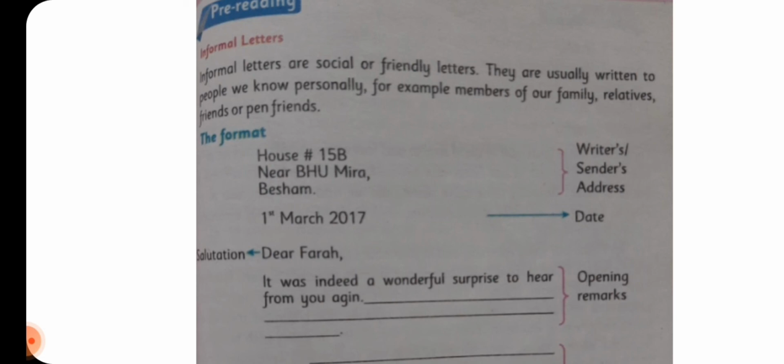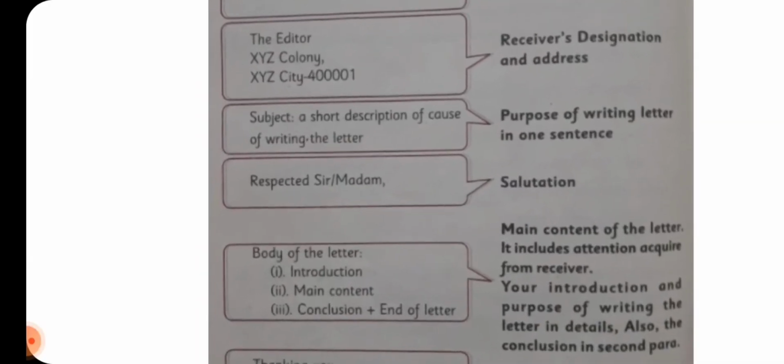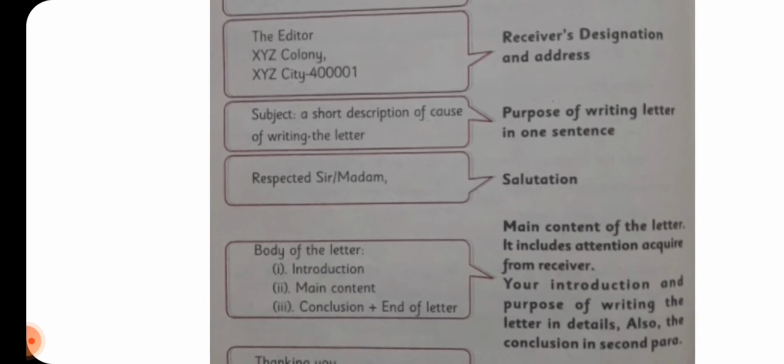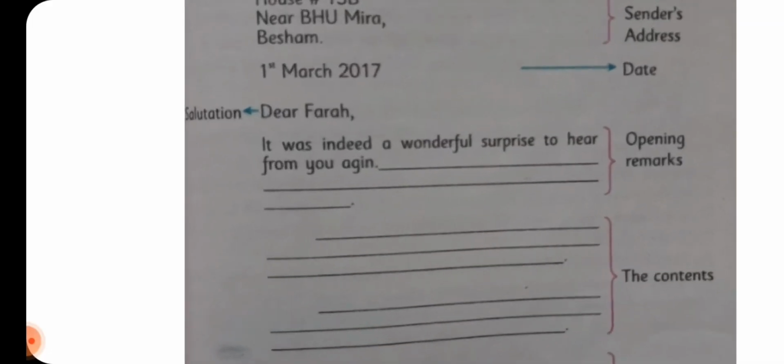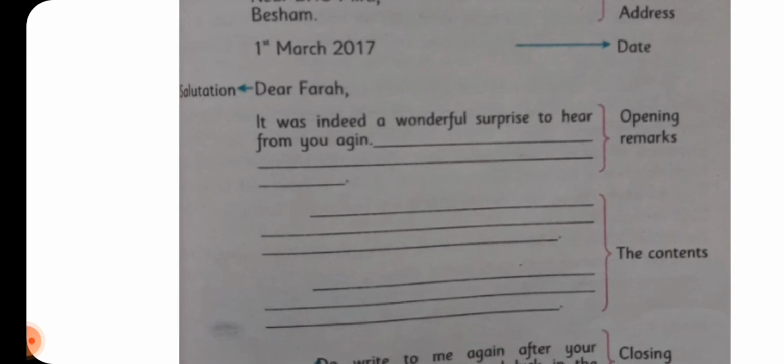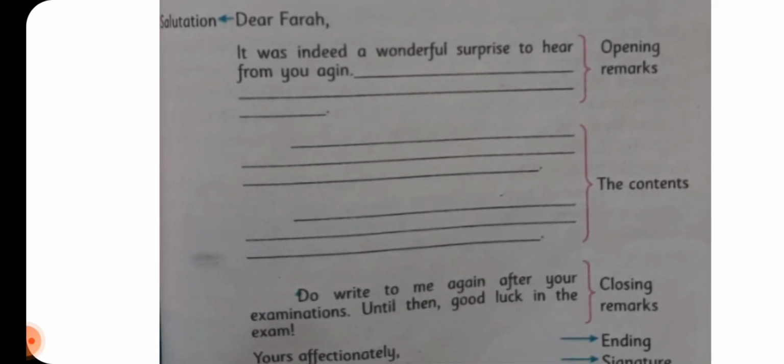And there is a slight difference in our salutations as well. As you can see, in our formal letter, we use the words respected sir or ma'am. But here in our informal letter, we usually know the name of the person to whom we are writing. So we can mention it as dear Farah, or you can write dear friend, dear cousin. But usually in the informal letter, you go with the names. Then you start your letter, and then you put some opening remarks, then your content, then your closing remarks.